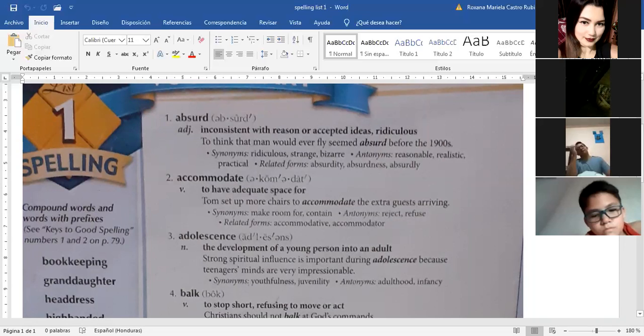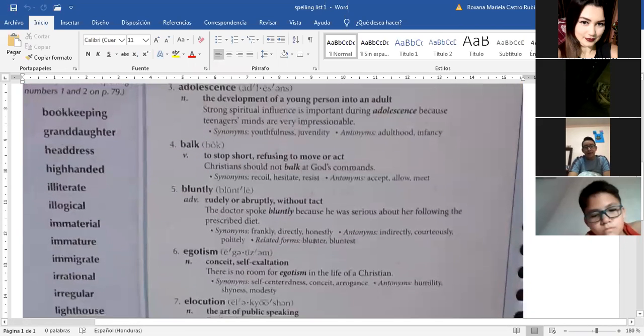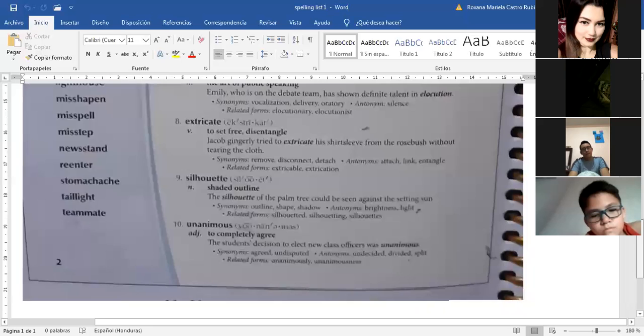Exactly. Now read the whole set of words from the number 1 to the number 10, Jose. Read all the vocabulary words from the 1 to the 10. Absorb, accommodate, adolescence, bulk, bluntly, egotism, elocution, extricate, silhouette, unanimous. Exactly. Silhouette and unanimous. Excellent. Nice reading.